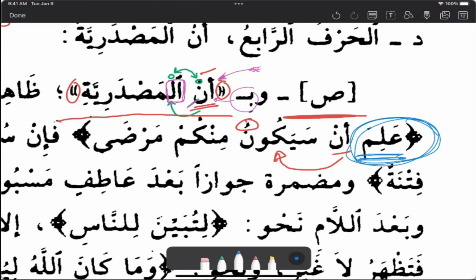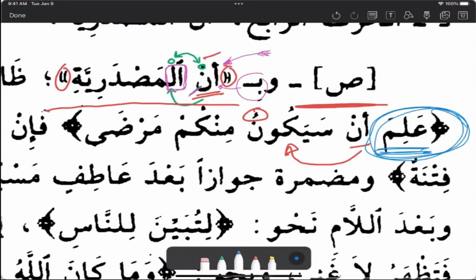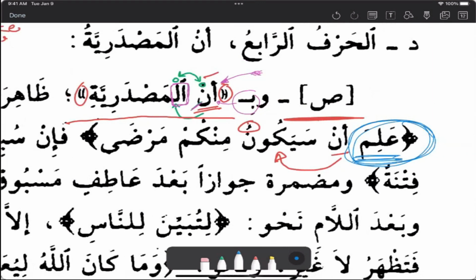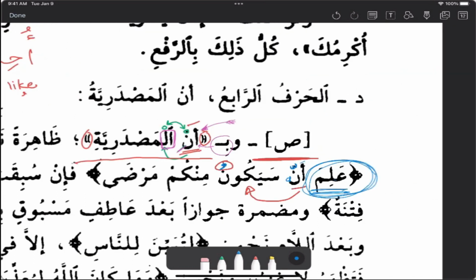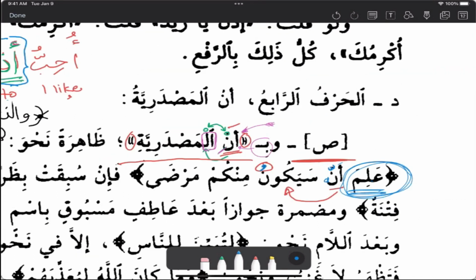So he's going to tell us, I'm going to give you a heads up here, when you find the meaning of ilm coming before an, and then you find the verb after it marfu', that's because that's really a different an. That's because really this is naHw. The meaning is naHw. So it's a different an. Alima annahu sayakunu minkum marda.